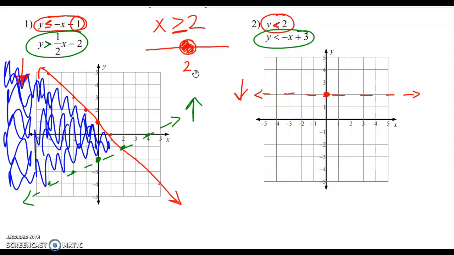Second line starts at positive 3. Slope is negative 1. So I go up 1, left 1. Same thing as going down 1, right 1. It's less than, so it's not equal to. So I would not use a solid line. I would also use a dashed line. It's less than, so I also want to be below that line. So now I want the space that is below the red and below the green. So I would shade in this space here.